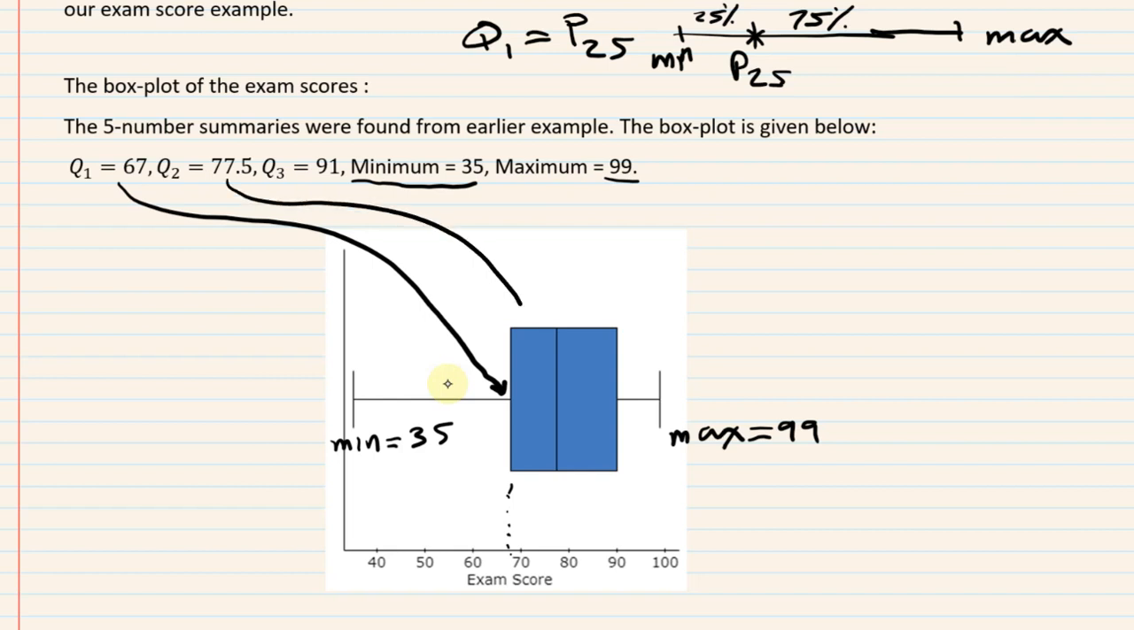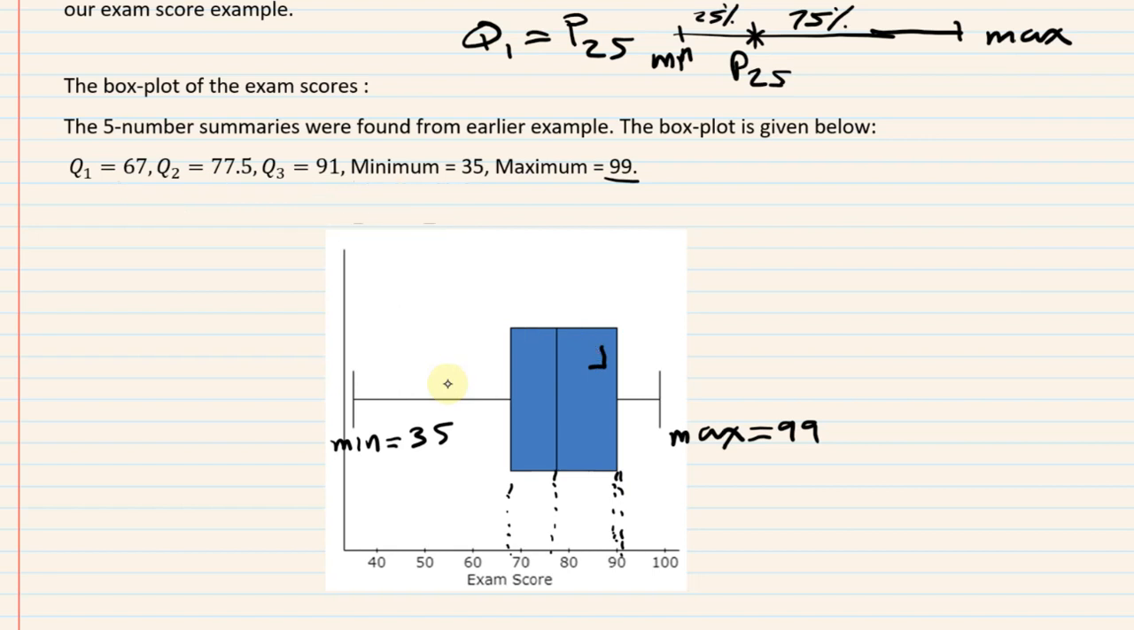Q2 is the median. Median is at 77.5. That's, if you stretch this down, that's where that is. And Q3 is 91. That's where that score is, 91, just to the right of 90. Okay, so that's how the software draws the box. That's how it's done.